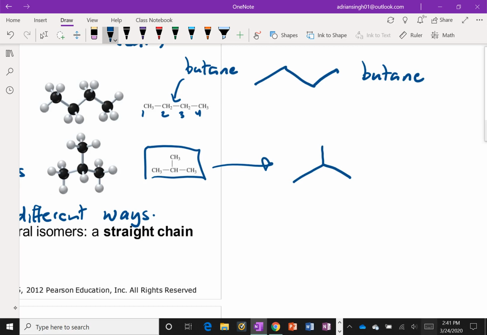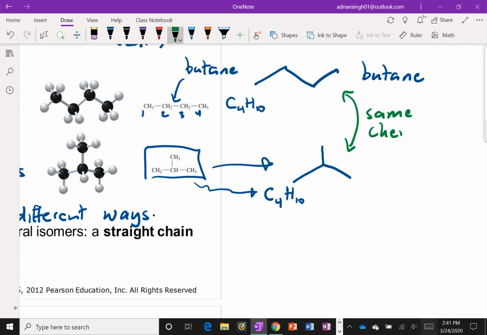Right, so if you look at the chemical formulas for both of these, butane we know is C4H10, and if you were to count all the carbons and hydrogens in this, you would see that yes, there's 4 carbons, and then there's also 10 H's. All right, so these two have the same chemical formula, C4H10, but they have different structures, right?